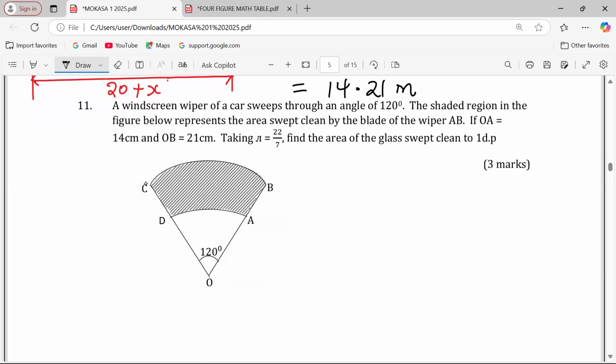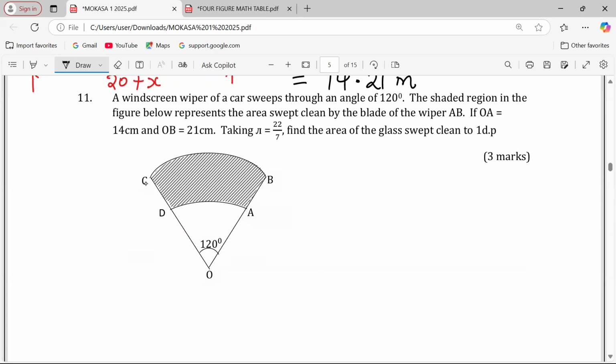Look at this diagram. A windscreen wiper of a car whips through an angle of 120 degrees. The shaded region of the figure below represents the area swept clean by the blade of the wiper AB. If OA equals 14, OB equals 21, taking pi as 22 over 7, find the area of the glass swept clean.